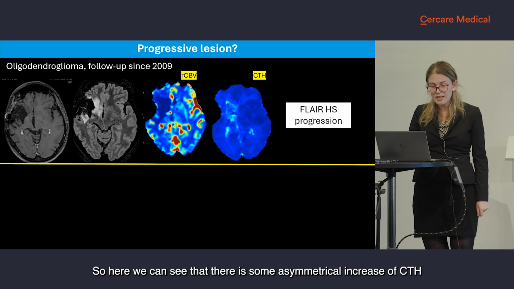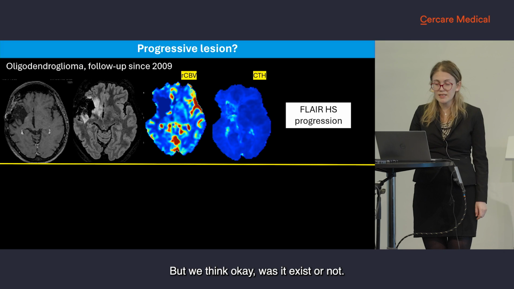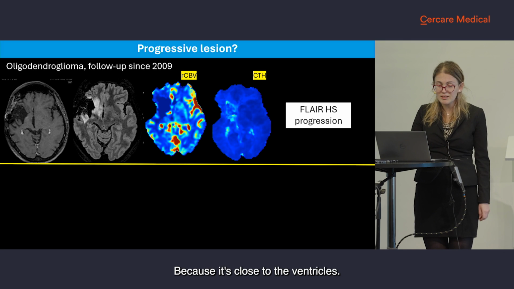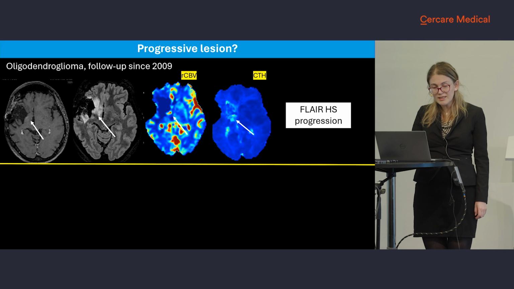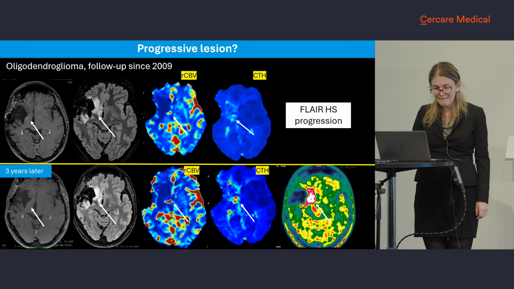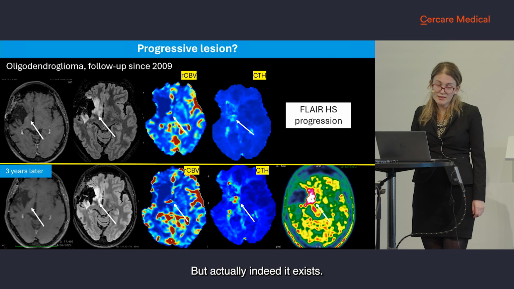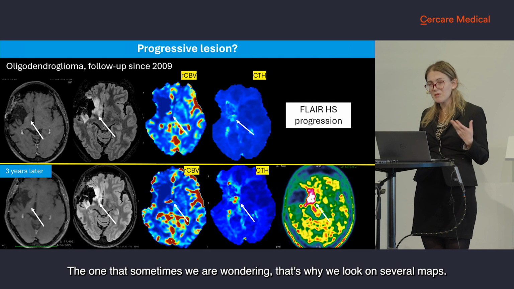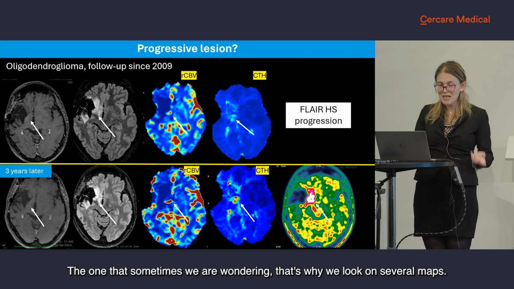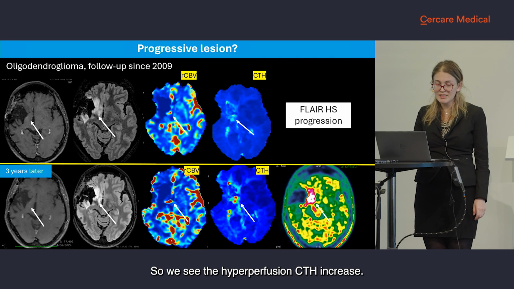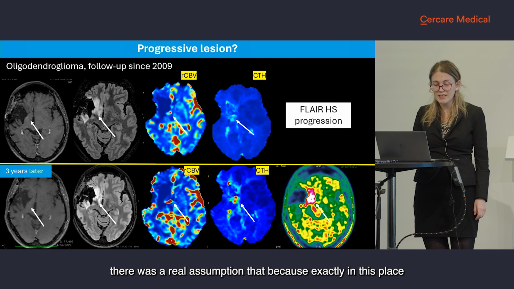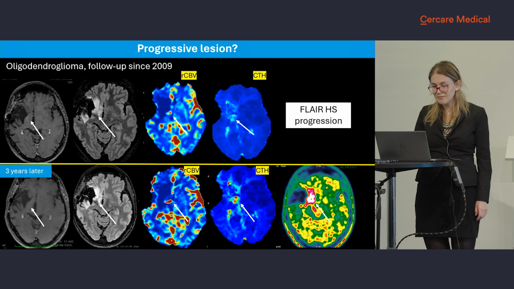So here we can see that there is some asymmetrical increase of CTH, but we think, okay, whether it exists or not, because it's close to the ventricles. But actually, indeed, it exists. Even if sometimes we are wondering, that's why we look at several maps. So we see the hyperperfusion, CTH increase, and actually, when we followed up this patient, there was really something that appeared exactly in this place.